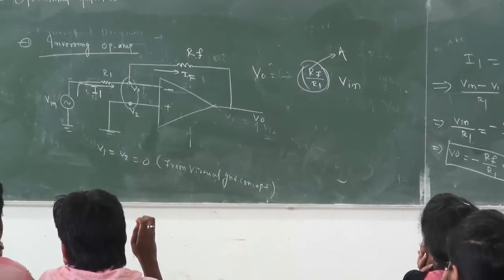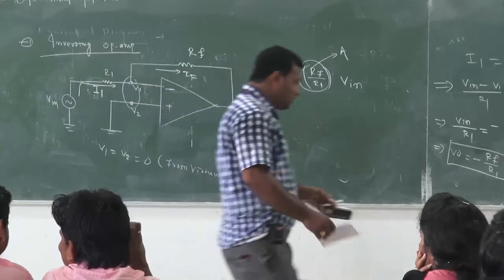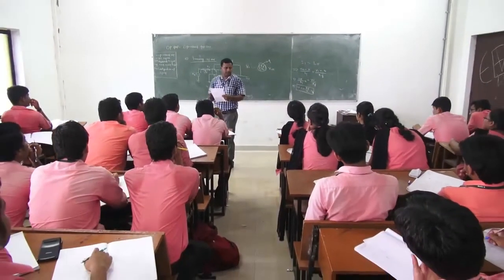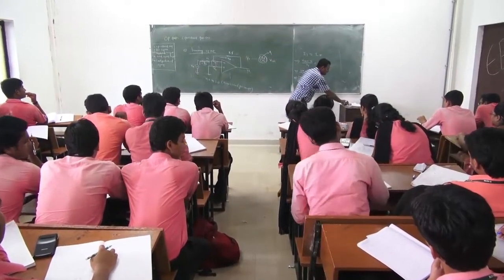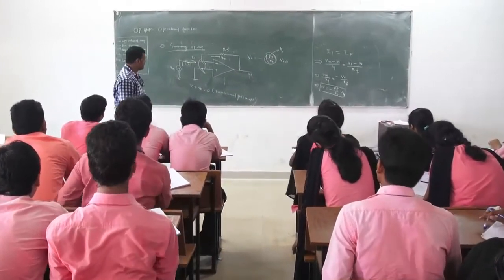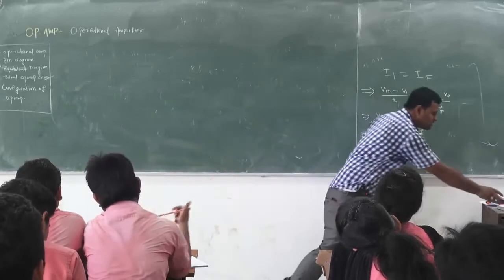Next, based upon this I want to give a problem. Okay, let us solve the non-inverting amplifier first, then I will give the problem. Non-inverting amplifier means where should I give the voltage? On the positive side, right? Still I am moving on the configuration of the op-amp.